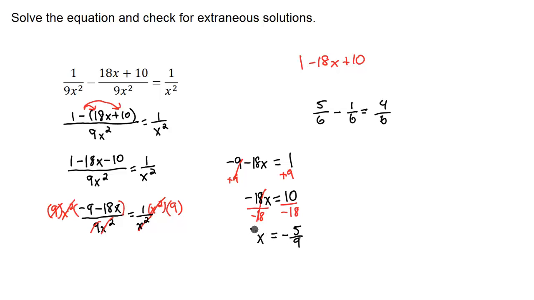Now the last thing that we need to do is check to see if this is an extraneous solution or not. And what that means is it's going to be a solution that doesn't make sense. So if we plug a negative 5 over 9 back into the denominator, I do not get a 0 at all. I'll get a number. And that's okay. So this is going to be our final answer.